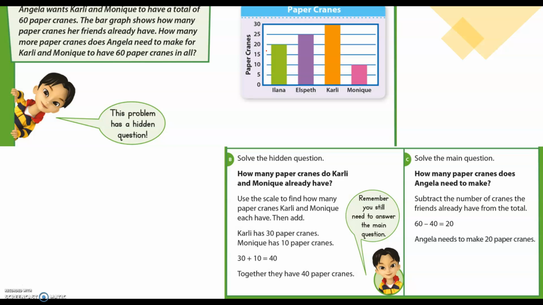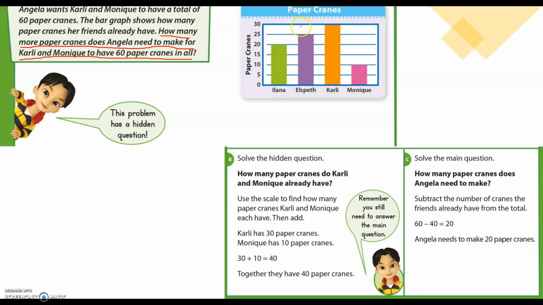The first thing I want you to do is identify, what is this problem asking you to find? All right, this problem's asking you to find how many more paper cranes Angela needs to make for Carly and Monique to have 60 paper cranes in all.